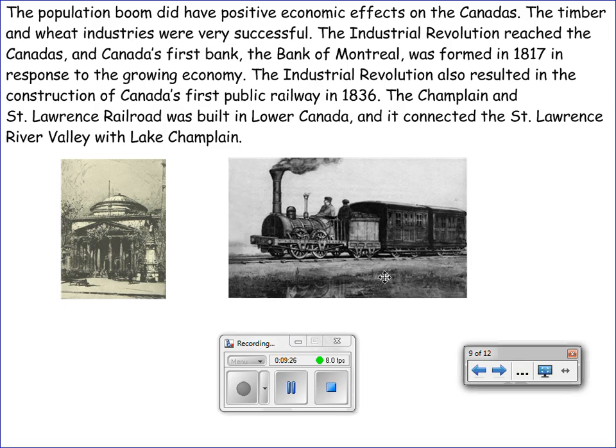And clearly, this was a very small railway indeed. We can actually see the conductor sitting up front in this locomotive, and he's completely exposed to the elements.